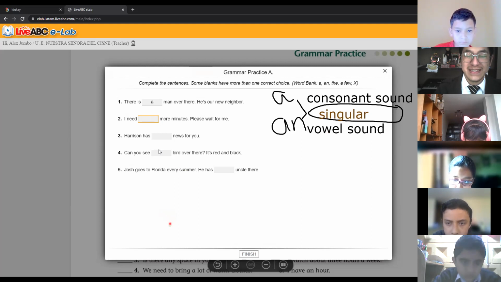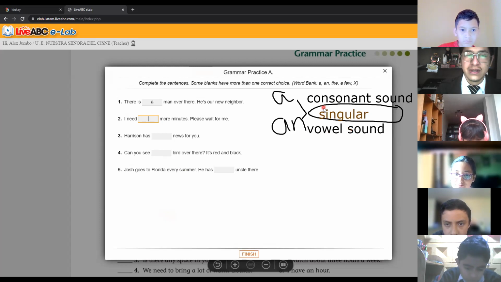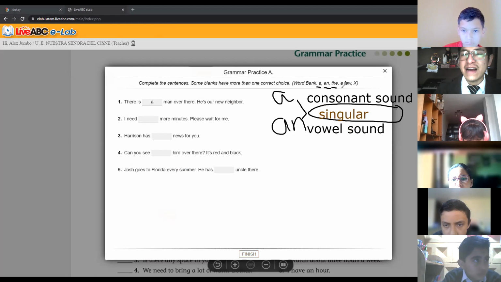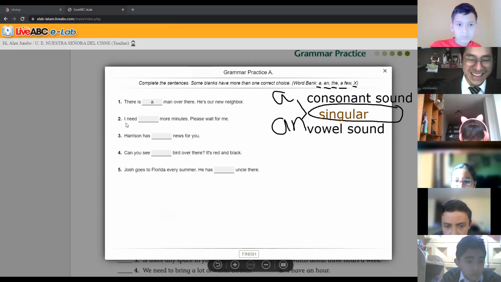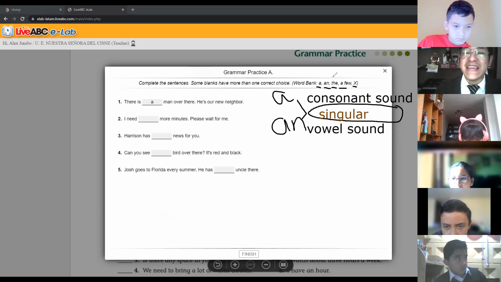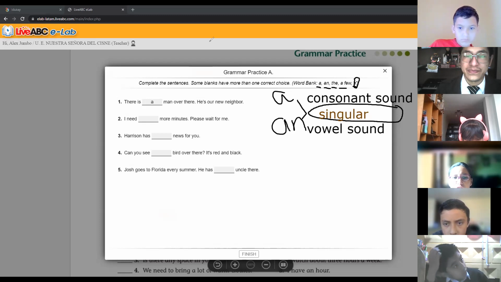Two. What is two? No. Mateito, you have to use these words: a, an, a few, or X. ¿Qué es eso? What? ¿Qué es? X, in this case. La X significa que no va ninguno de estos, es decir, que va el espacio en blanco.